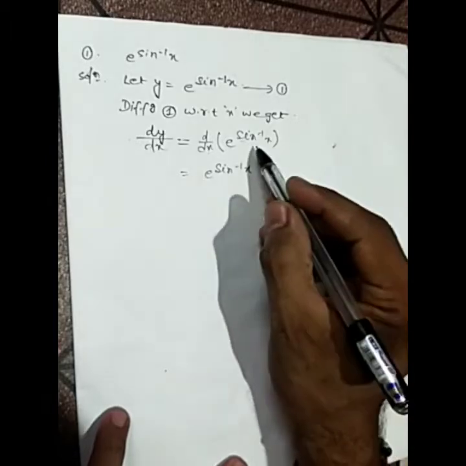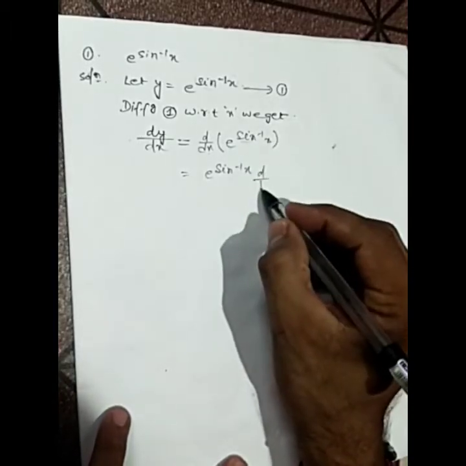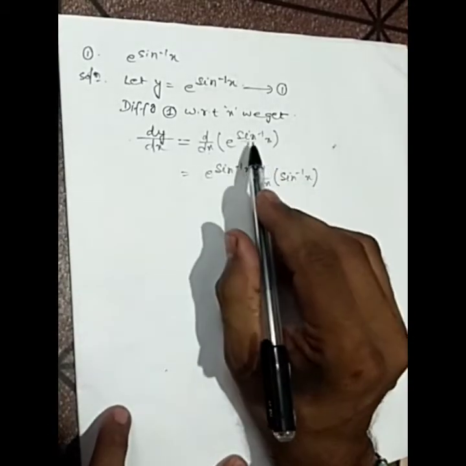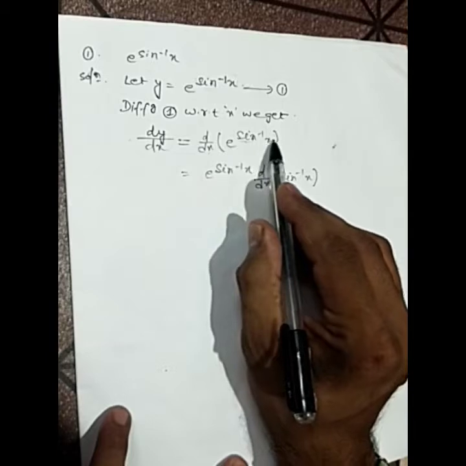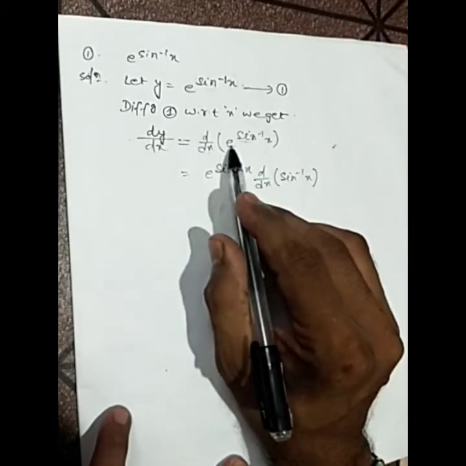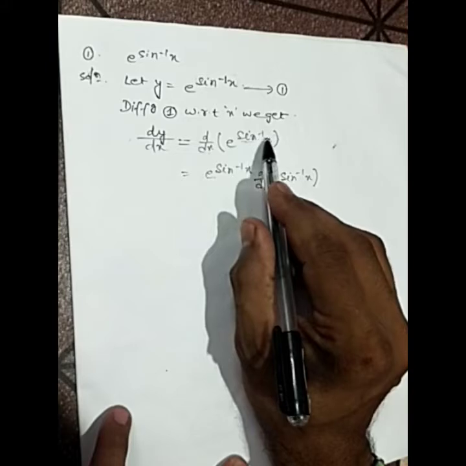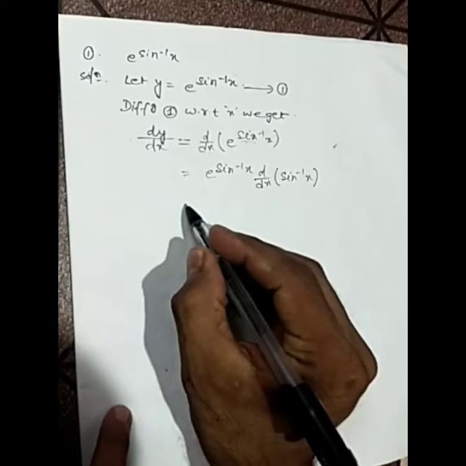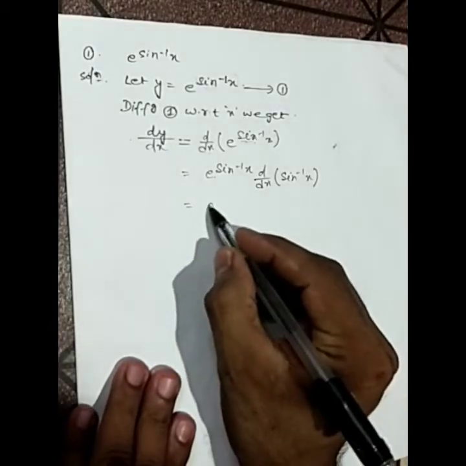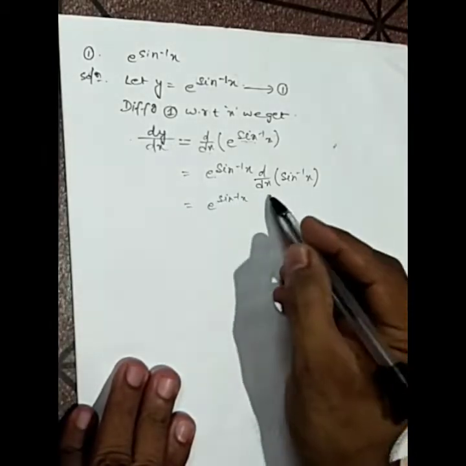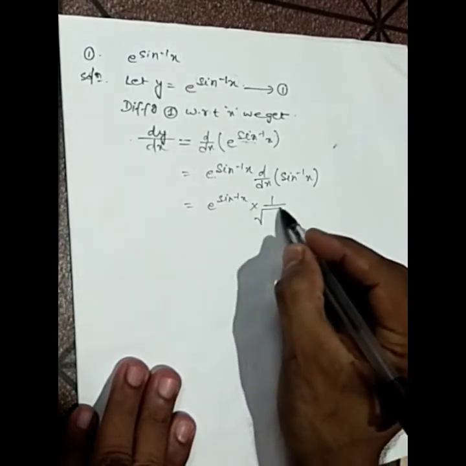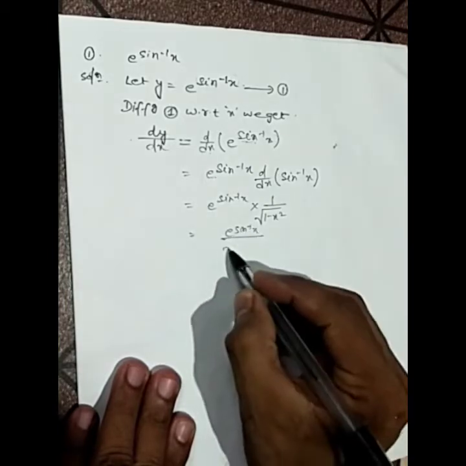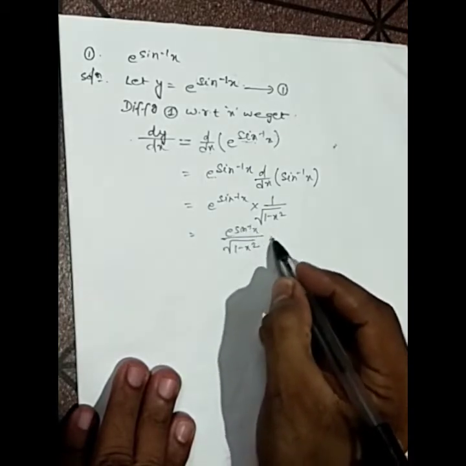Now differentiate this again, d dx of sine inverse x, the remaining term, since the term you have taken as x. So dy by dx equal e to the power sine inverse x into d dx of sine inverse x. D dx of sine inverse x means 1 by under root 1 minus x square, equal e to the power sine inverse x divided by under root 1 minus x square. So this is the answer.